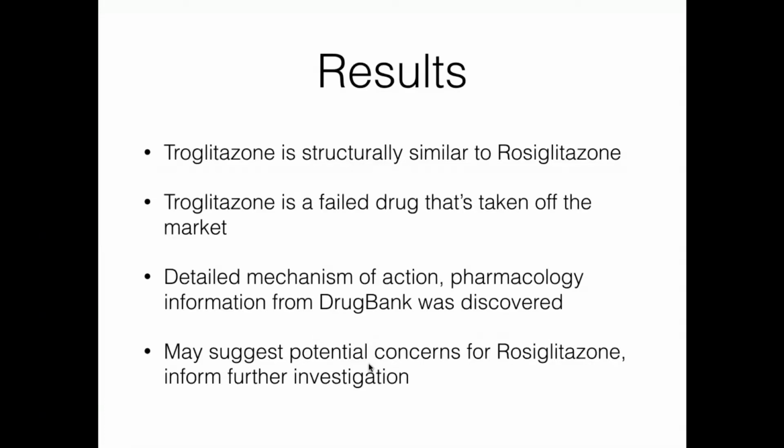So we found, we knew from before, Troglitazone is structurally similar to Rosiglitazone, and Troglitazone is a failed drug that's been taken off the market. The detailed mechanism of action and pharmacology information about Troglitazone was discovered from DrugBank by Edelweiss by using LTKB as a starting point. And this may suggest potential concerns for Rosiglitazone, and it may inform further investigation.